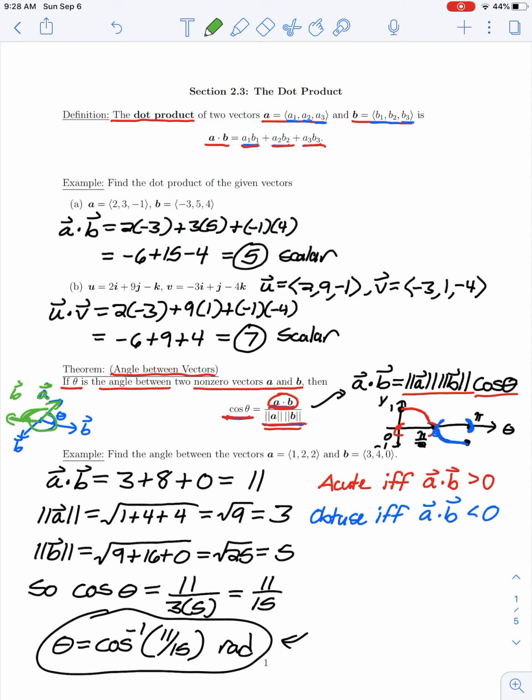So the only other question is, well, when would these two vectors form a 90-degree angle? Well, exactly when the angle between them is 90 degrees, or pi over 2 radians, which would mean that cosine of theta has to equal 0, or the dot product of A and B would have to be 0. So the dot product alone, in particular the sign of the dot product, can be used to determine whether the angle between two vectors is acute, obtuse, or right.